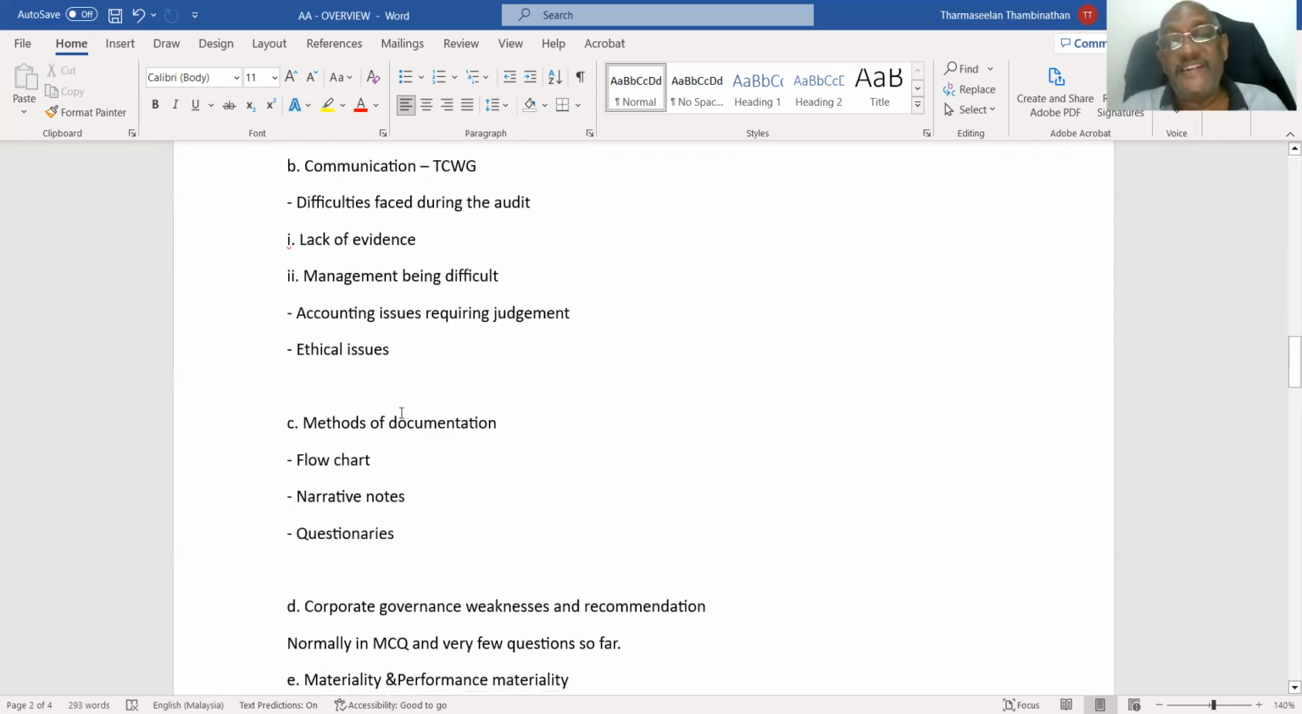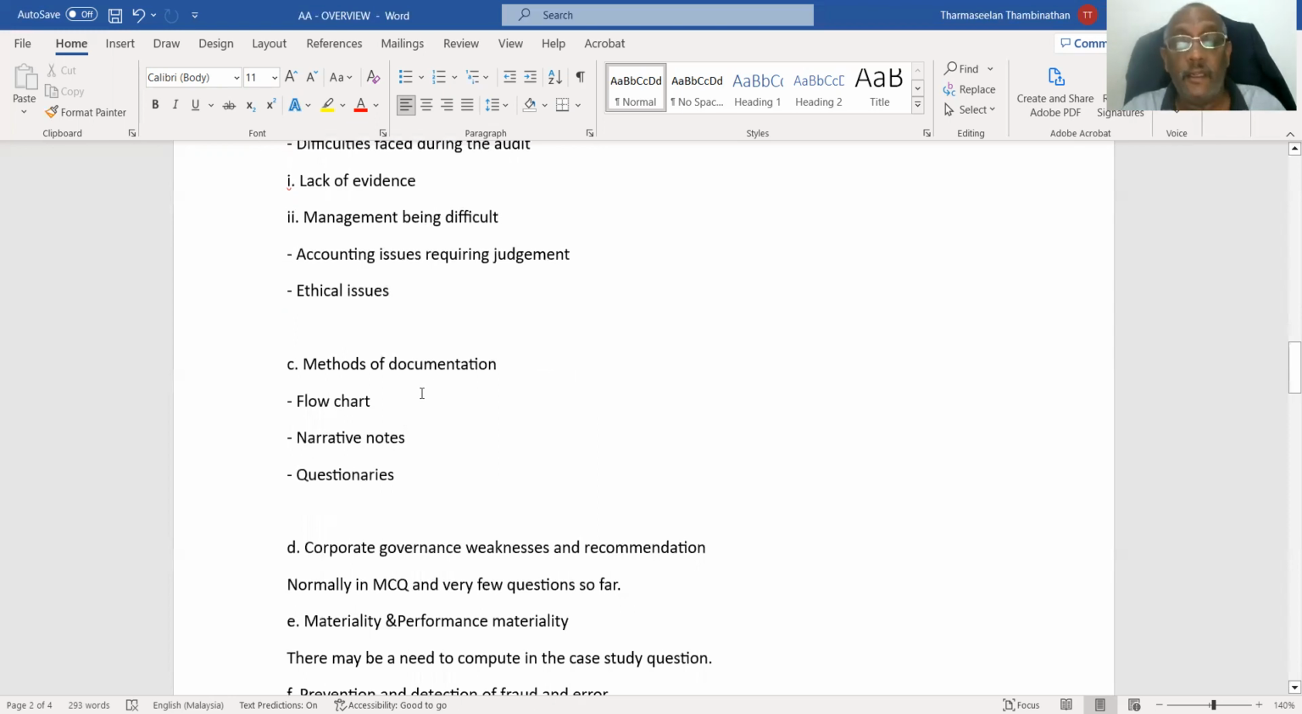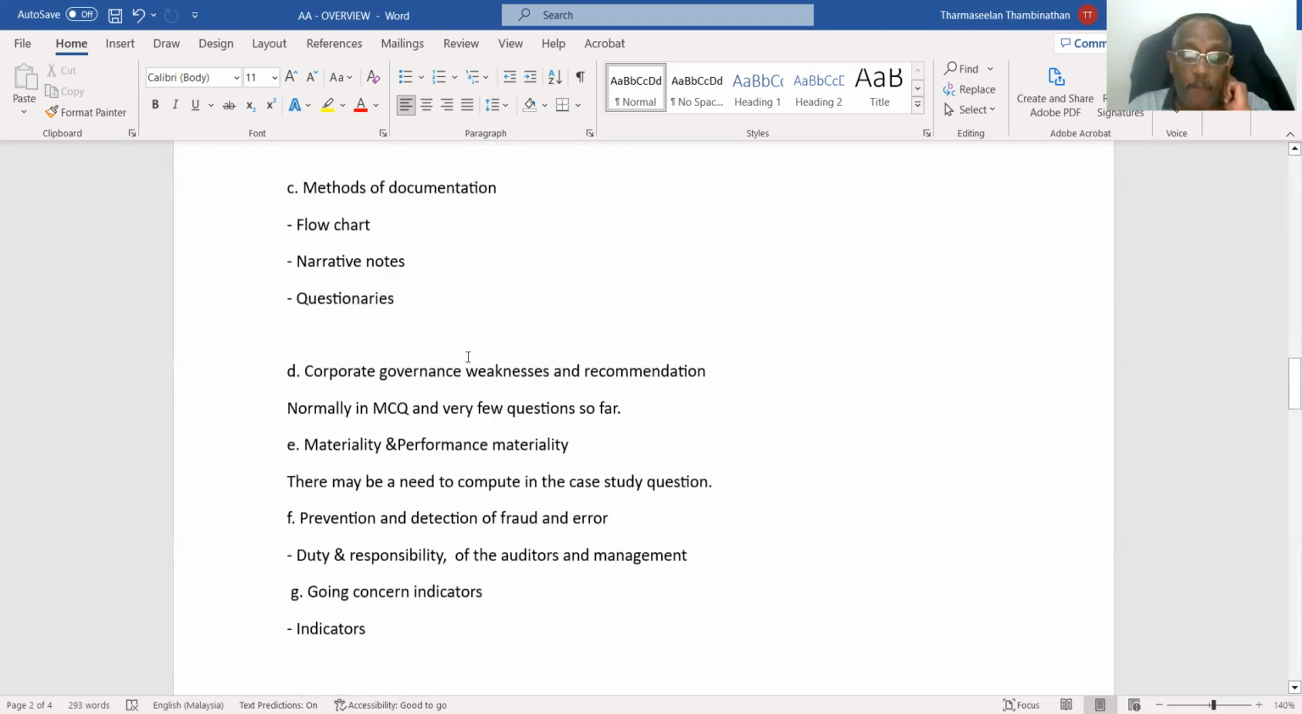Methods of documentation, definitely there. It comes out just as often as your analytical procedure question. Make sure you know flowchart and narrative questions, as you may be asked to describe them, speak about advantages, disadvantages, and that sort of thing. So documentation, definitely something you need to look at. Now, corporate governance, weakness, and recommendation: normally in MCQ, and very few questions have appeared so far.